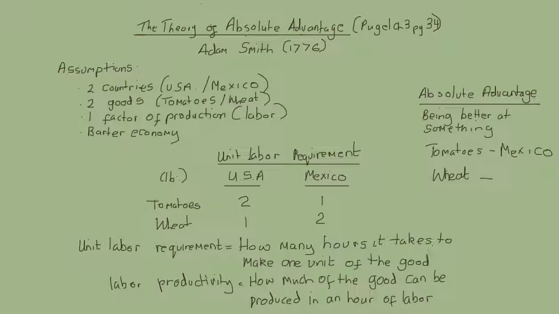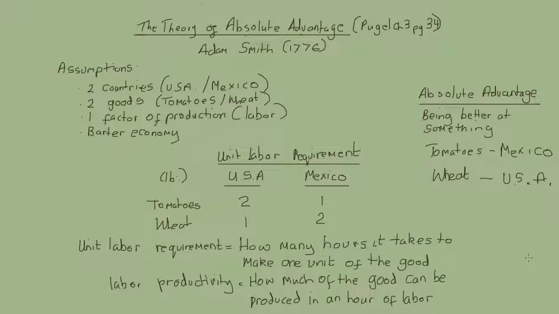And for the wheat industry, we can see that the opposite is true, that the US takes an hour to make a pound of wheat, Mexico takes 2 hours, so we can say that the USA has an absolute advantage in the production of wheat.